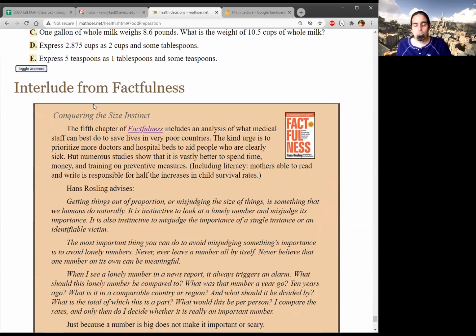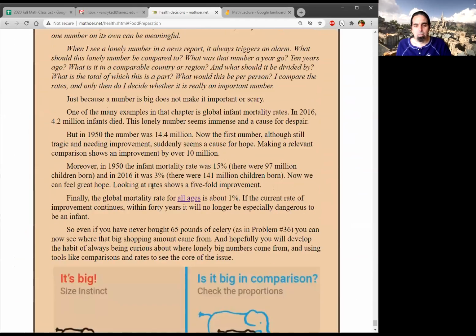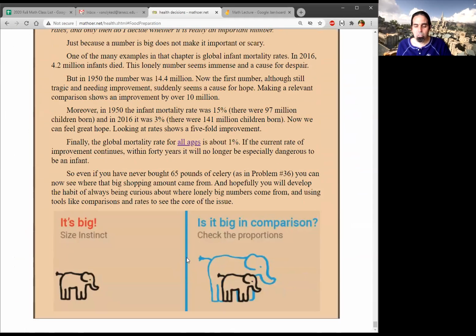There's a cute little interlude from Factfulness where he talks about things, and the lesson is there's a size instinct, check your proportions, which relates to what we just did with checking proportions.